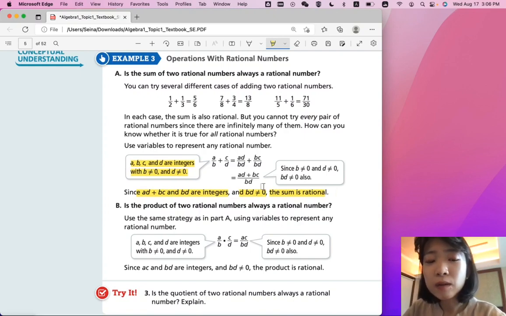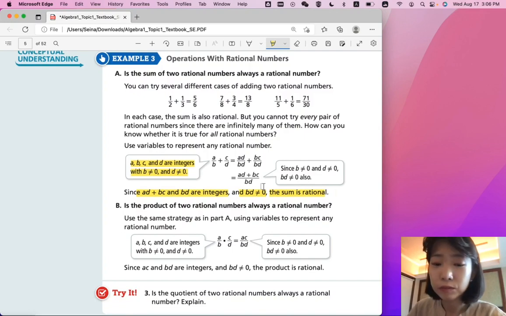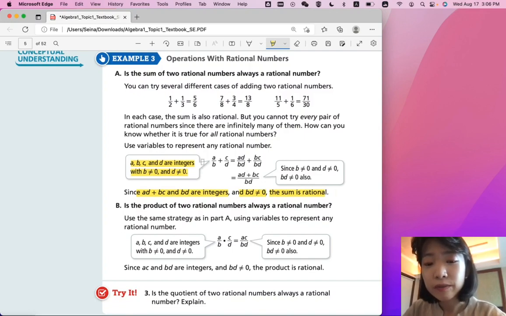Part B. Is the product of two rational numbers always a rational number? You can use the same strategy as in part A, using variables, so that A, B, C, D are any integer. They could represent all integers. But B and D cannot be 0. So they have a restriction.